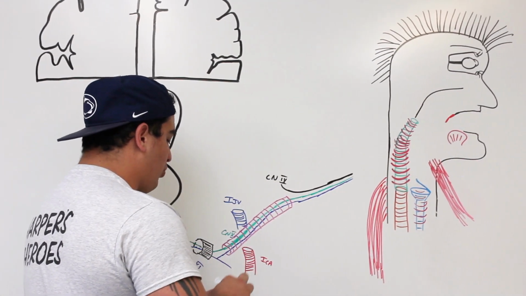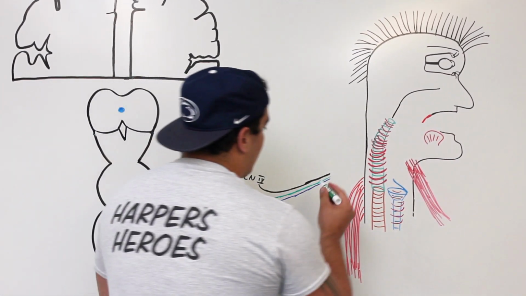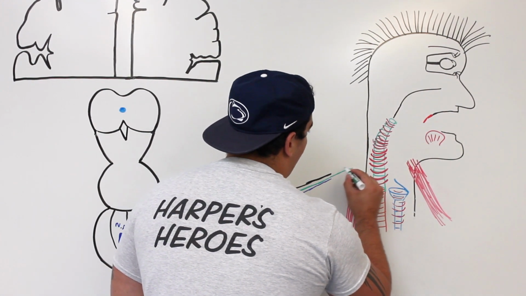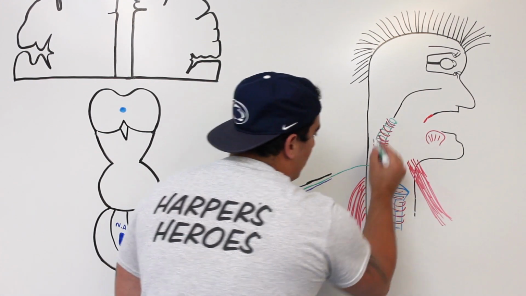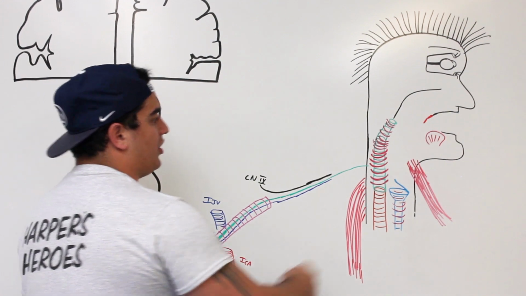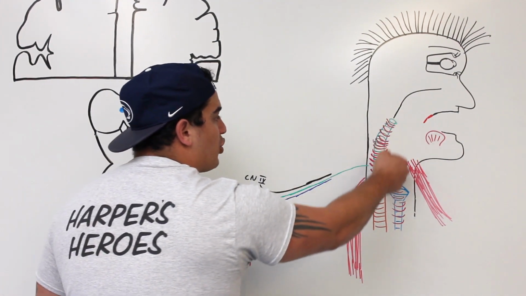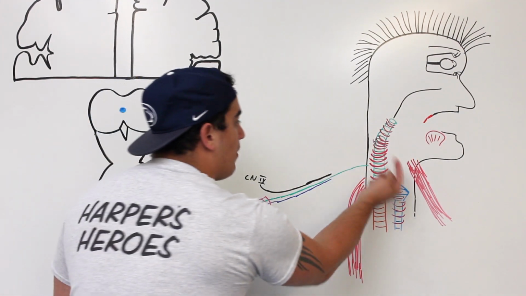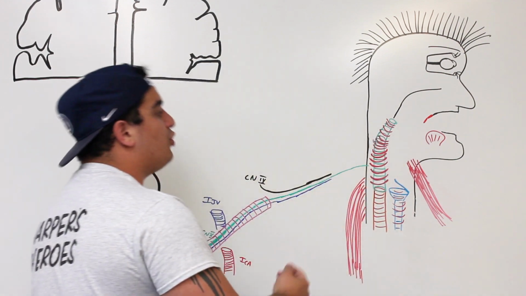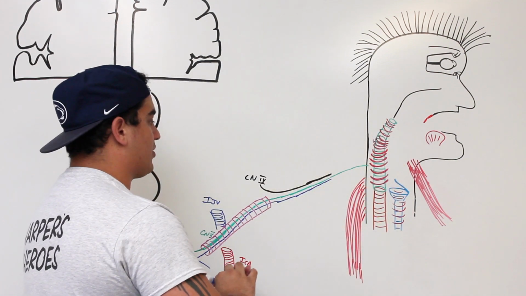So let's actually show you what happens here. A lot of these structures are going to come here, and they're going to supply the pharyngeal constrictor muscles. You see this green tube right here? This green tube is the pharynx. There are muscles wrapping around it called the superior, middle, and inferior constrictor muscles.